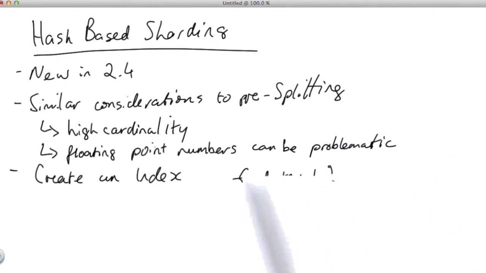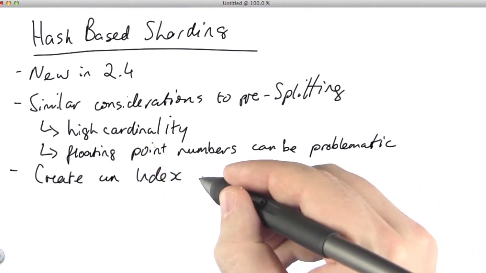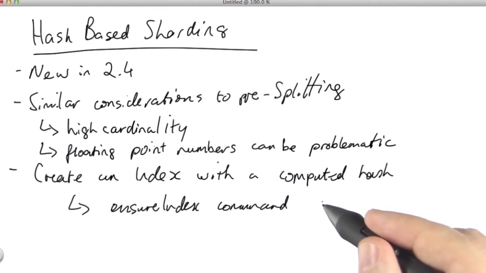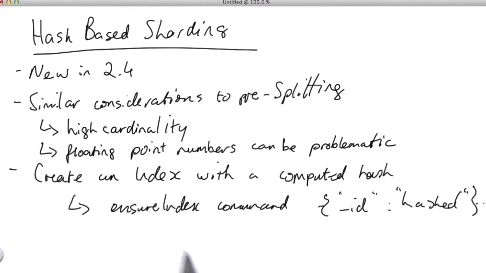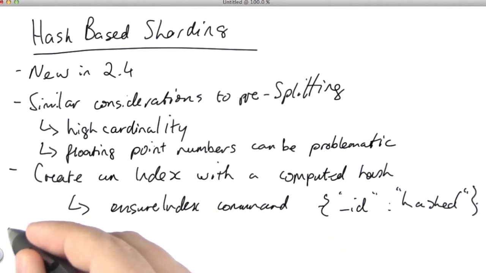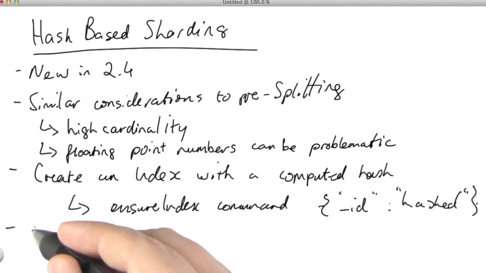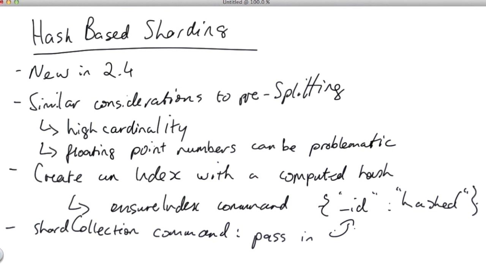It's not terribly complicated at all. You still run the ensureIndex command when you're creating an index with that computed hash, but instead you pass in something like this. So we create an index with a computed hash, ensureIndex _id hashed, something similar to that, and that then allows you to pick this computed hashed value as a shard key. So when you're then doing the shardCollection command, you pass in whatever you hashed as your shard key.